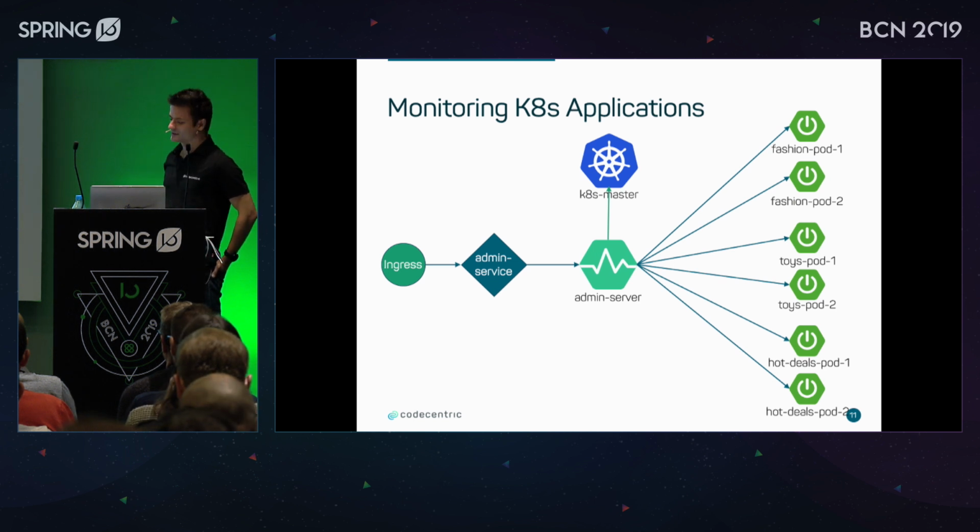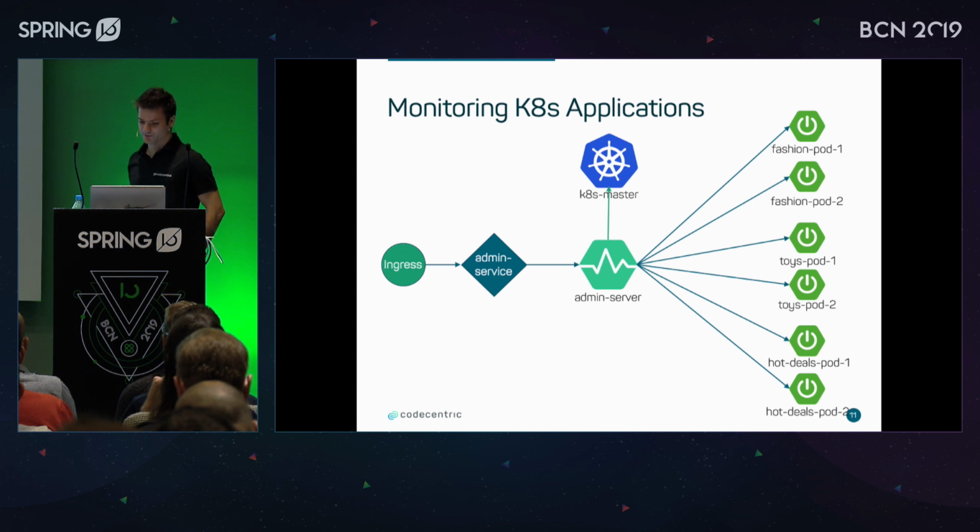And the admin server itself talks to the Kubernetes master or API to get the information for the pods. And if we do a request from the UI, it will be proxied via the admin server and will directly access the actuator endpoints.